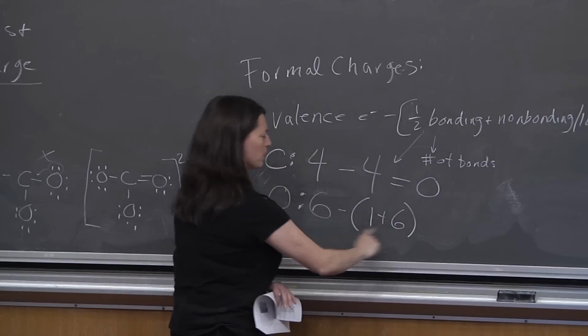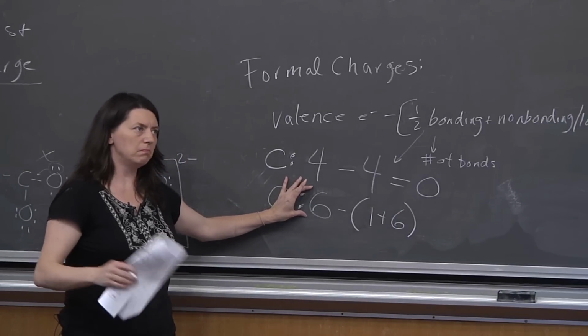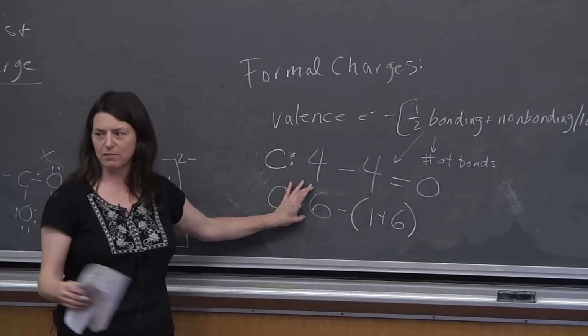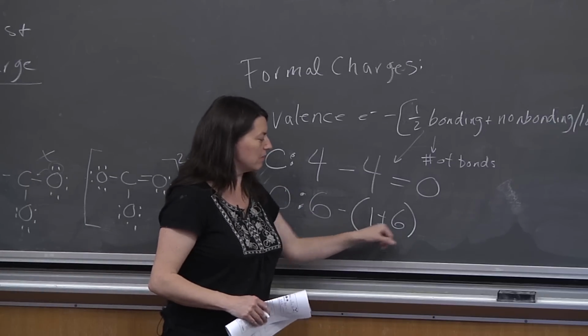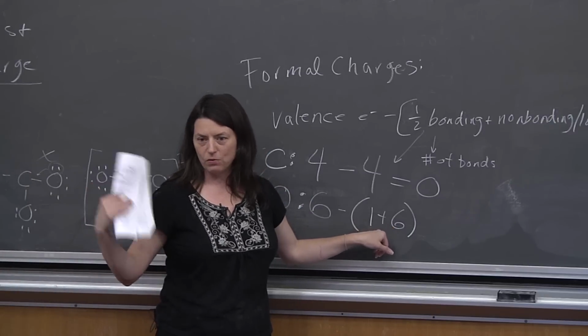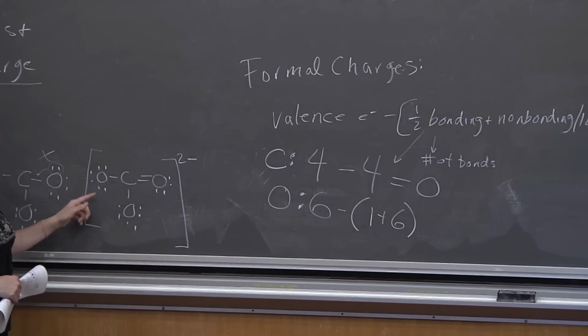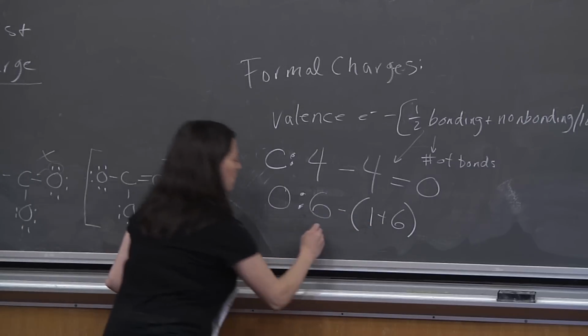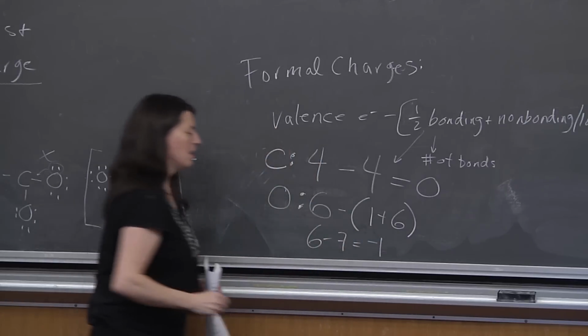So you notice I have this in parentheses here because I'm adding up here. This is how much oxygen kind of started life with, right? The valence electrons, that's an oxygen atom by itself. This is describing its situation in this molecule. It's got 1 from half of the bond and then 6 as lone pair. So this is 6 minus 7, which equals -1.